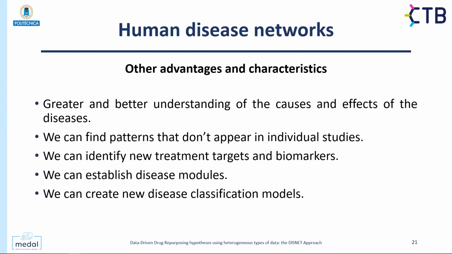So there are other advantages of these human disease networks. We can get a greater and better understanding of the causes and effects of the diseases. We can find patterns that don't appear in individual studies. If we focus on a disease, that's great, but there are patterns that can be found in many diseases when we are analyzing groups of diseases, okay? We can identify new treatments, targets, and biomarkers. We can establish disease modules. This is really important. There are many groups working on that, on the idea of the disease module.